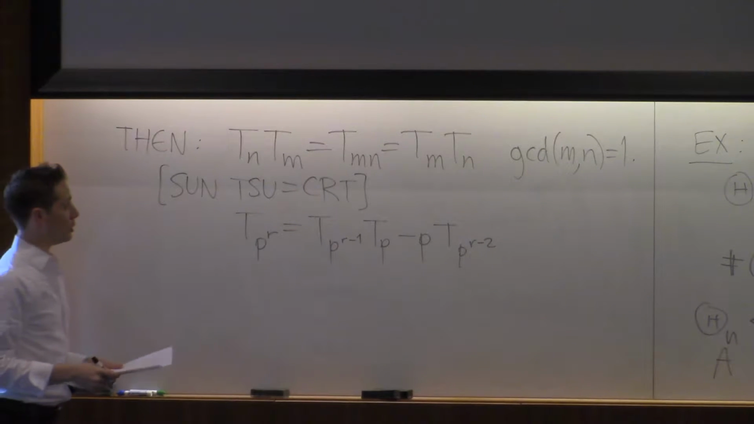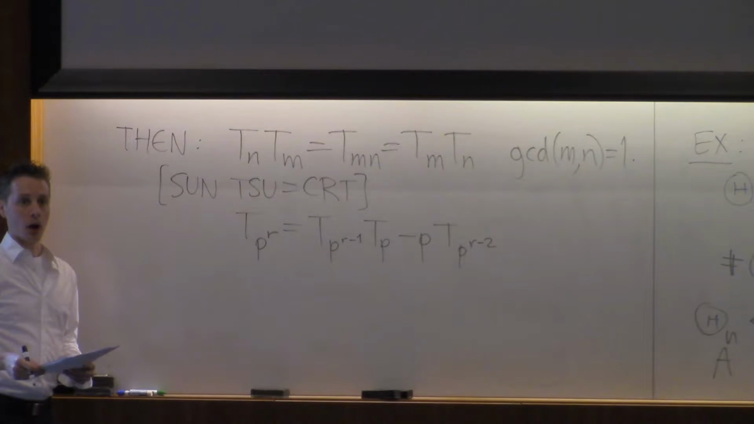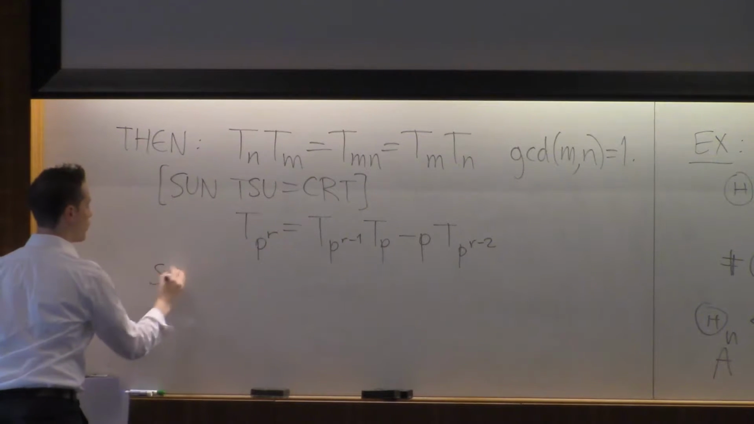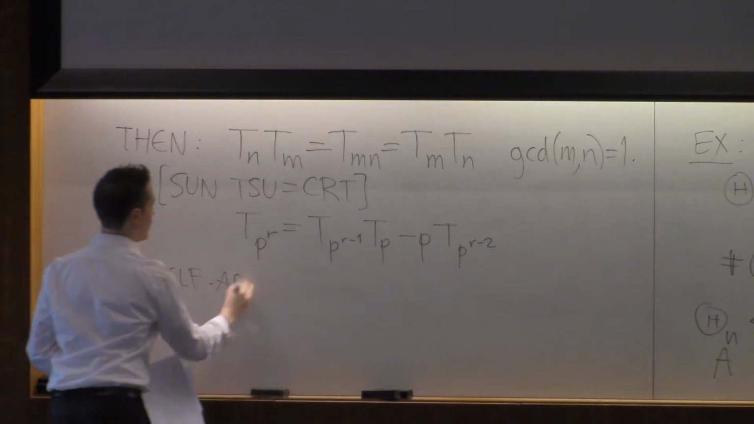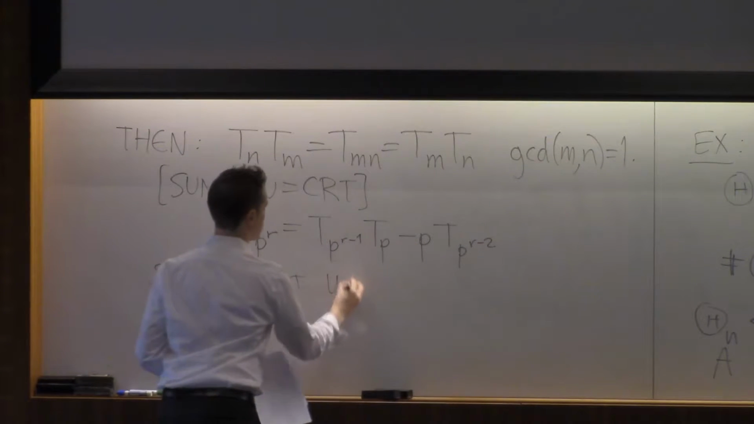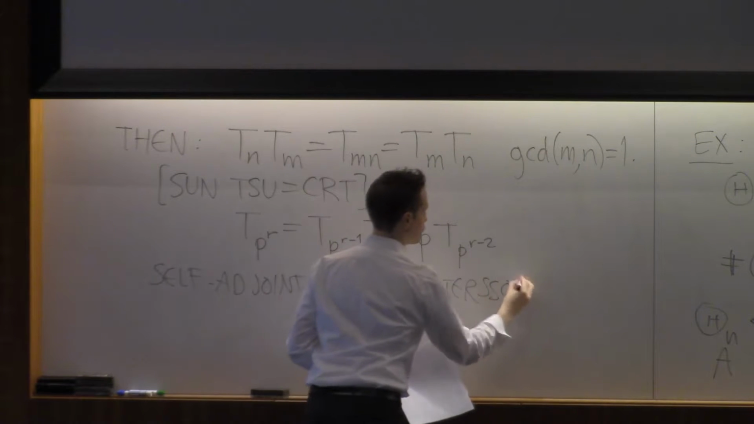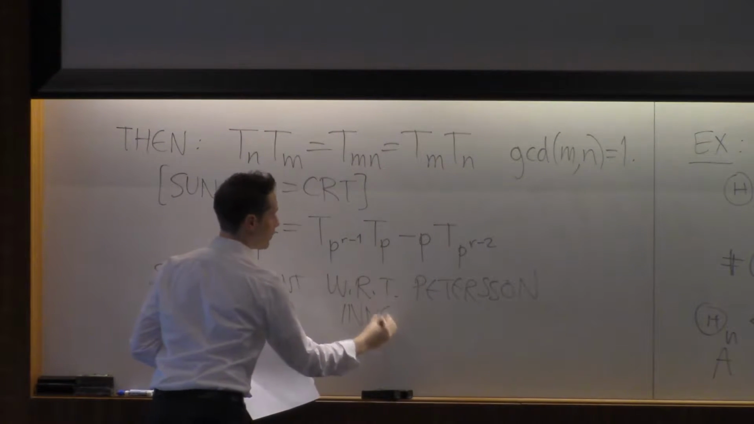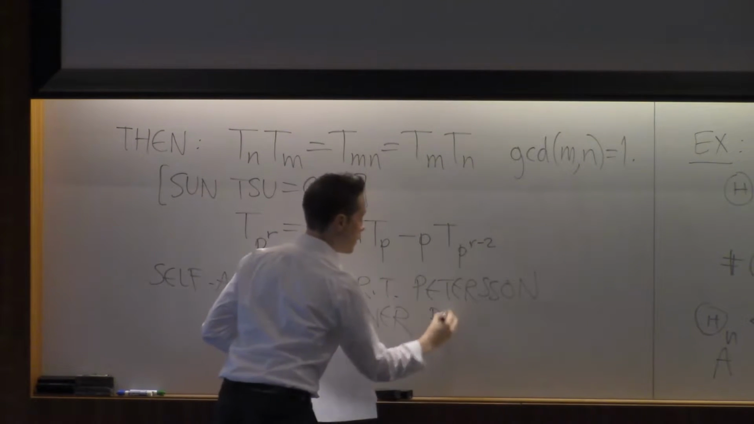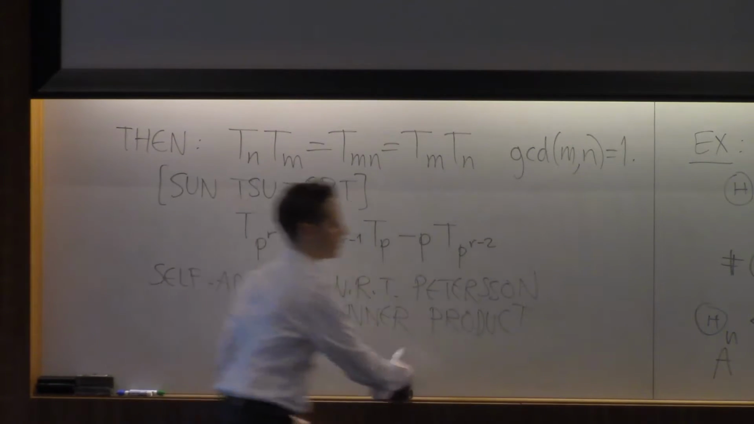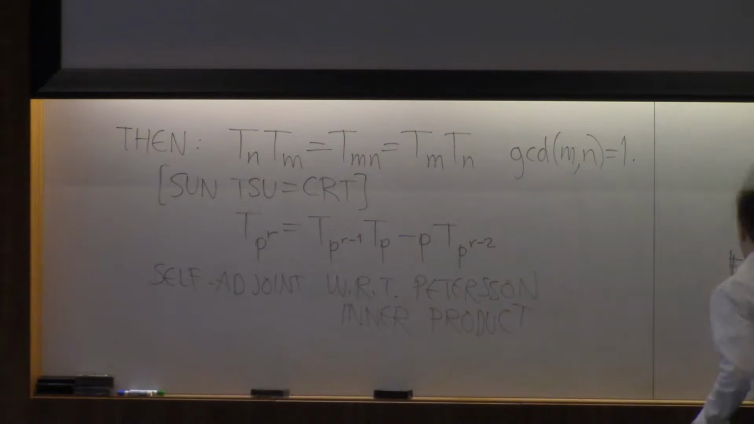Okay, so when you have a bunch of commuting operators on a space, if these operators were diagonalizable, then you have a common eigenbasis, and it's even true that these are self-adjoint with respect to a natural inner product. The Petersson inner product is obtained by integrating. Well, if you guys want to see the definition of the inner product, I can write it down, I guess.